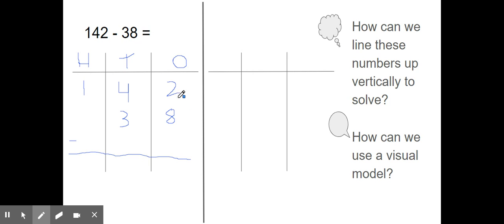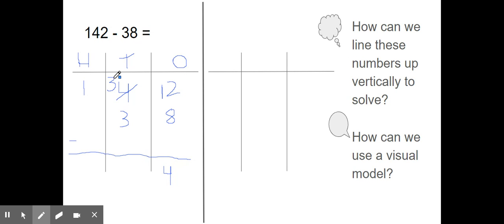2 ones minus 8 ones. Can I do that? No, I can't take away 8 from 2. I don't have enough. What can I do? I can unbundle a 10 and change it into ones. So I'm going to cross out my tens. Instead of 4 tens, I'll now have 3 tens. Instead of 2 ones, I'll now have 12 ones because I'm adding 10 more ones. Now I can subtract. 12 minus 8 is 4.